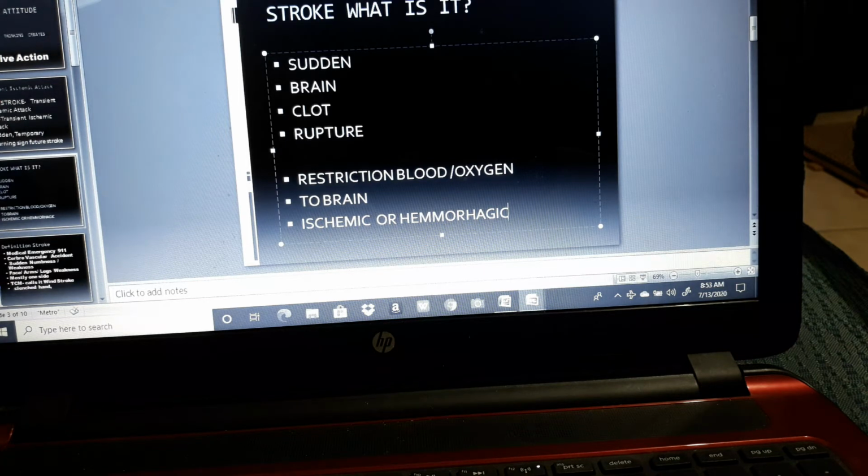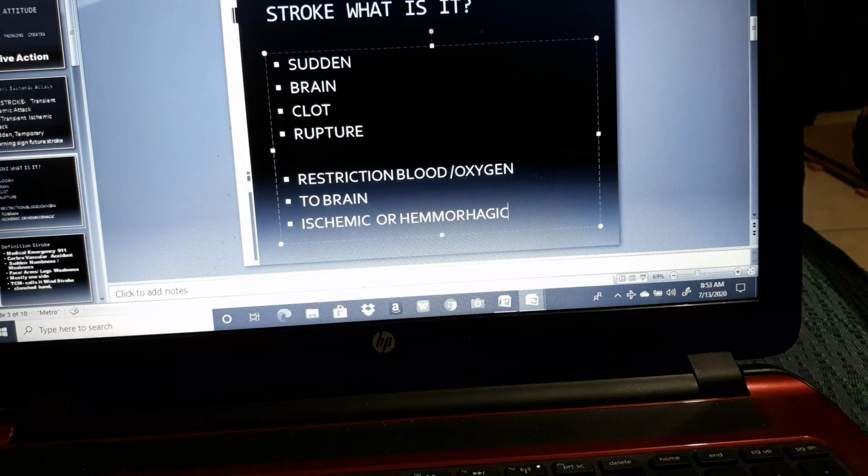What is a stroke? A stroke is considered to be a sudden or abrupt damage to the brain. This means it's affecting the brain. It could either be a clot or it could be a rupture. The clotting does not necessarily mean direct damage to the brain. However, it refers to the brain.